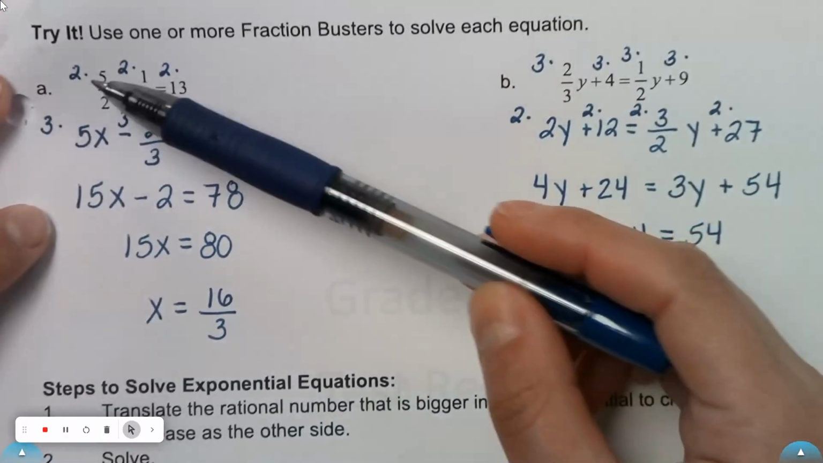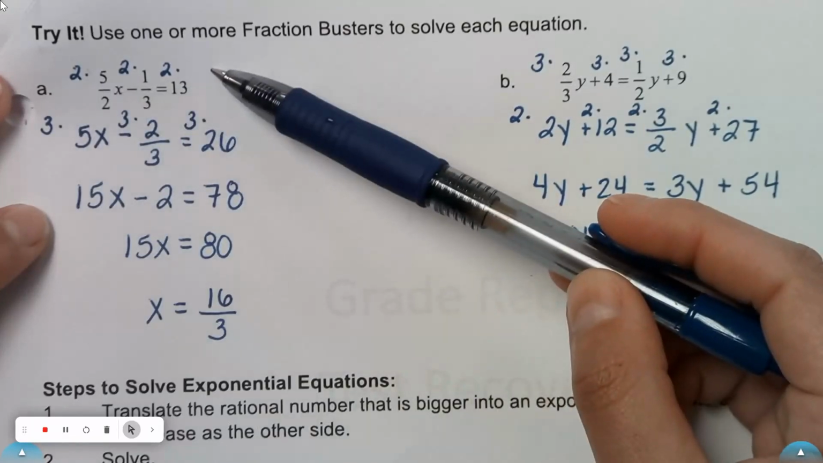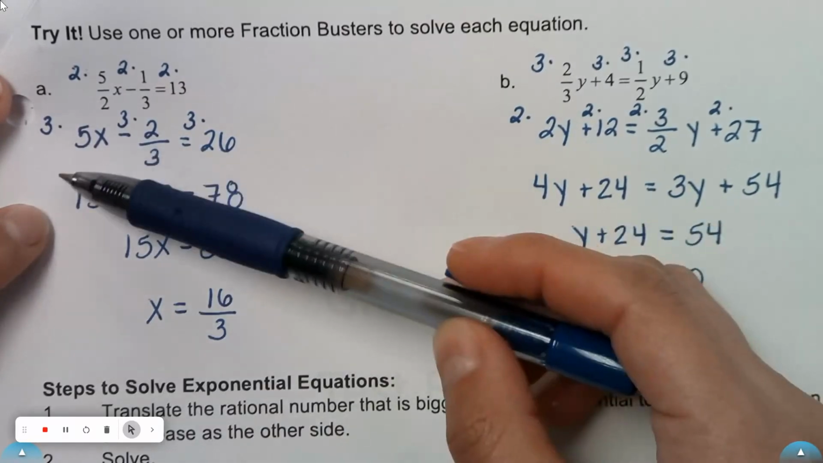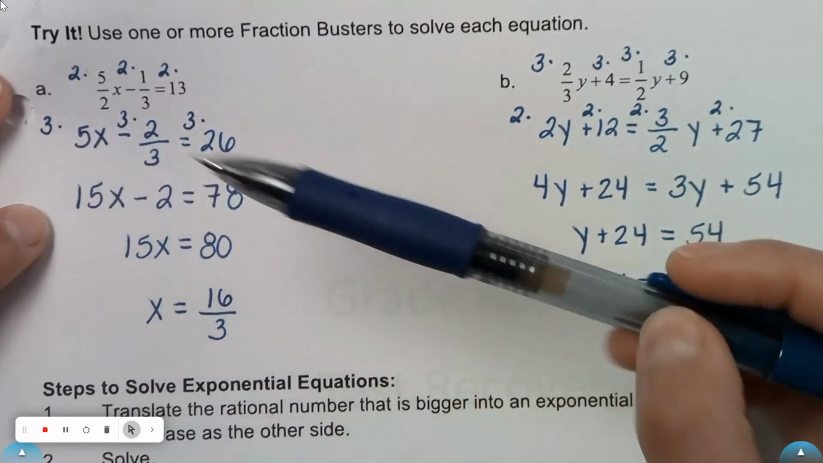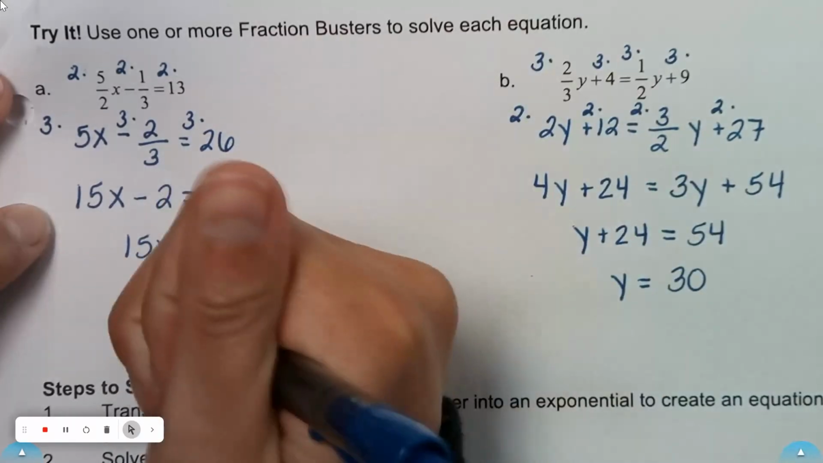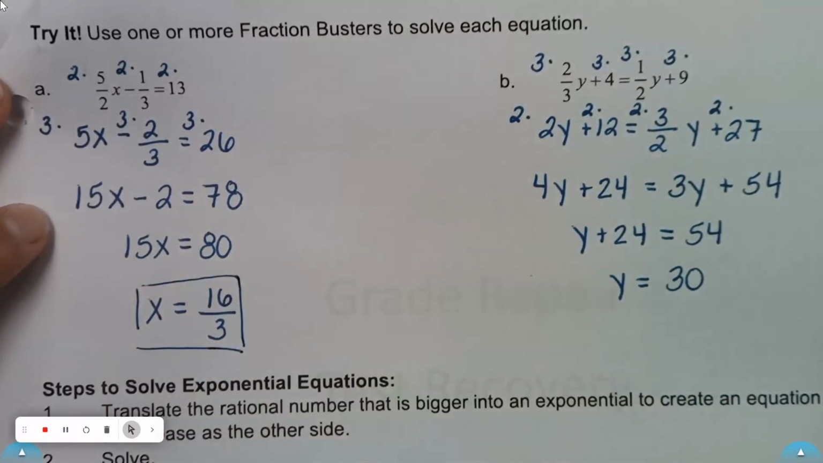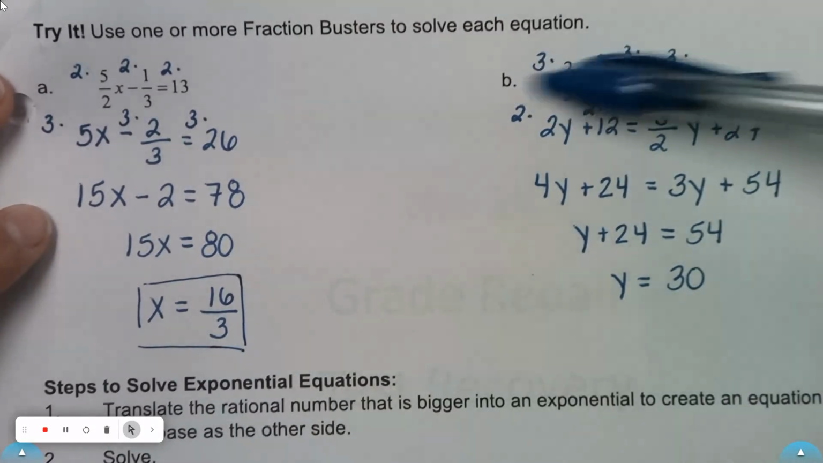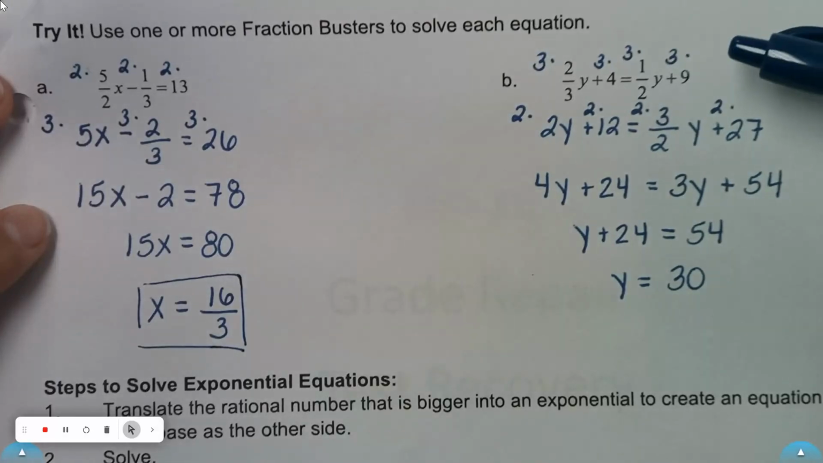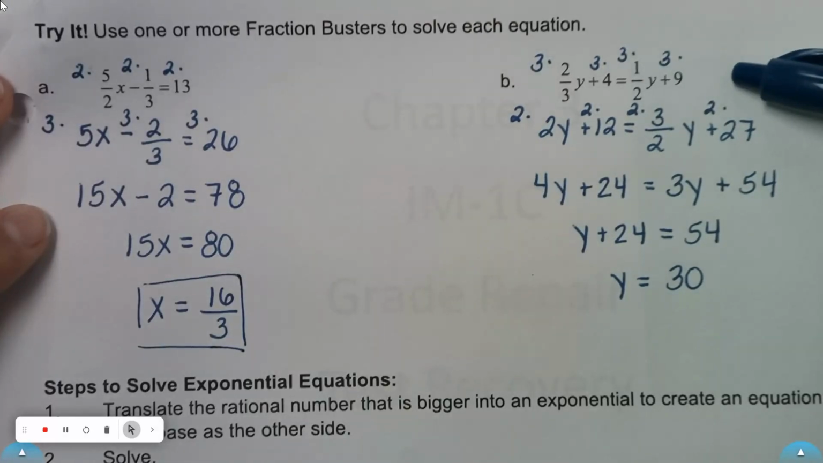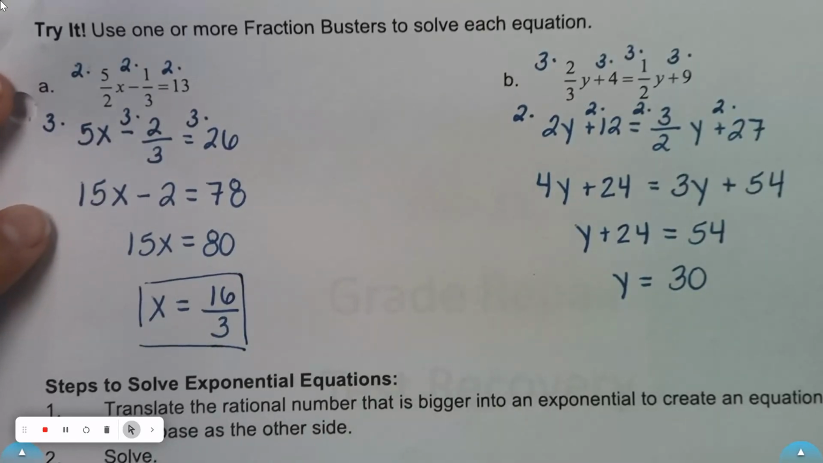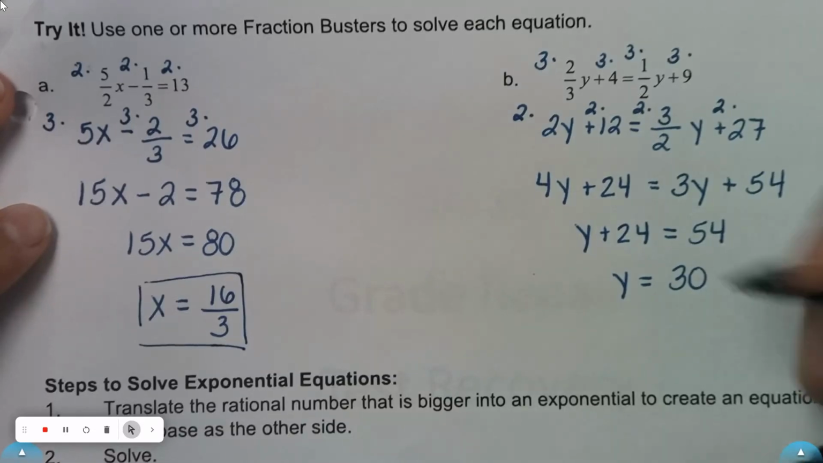So for the first one, you multiply everything by 2. You'll notice that it doesn't get rid of this fraction in the middle, so you do the process again with 3. And in the end, you do get a fraction as your final answer, which is okay. B is a little bit trickier. You got to multiply everything by 3 first, and then you'll notice not all the fractions go away. You do the same process with the number 2, and then you solve for y. You get 30.